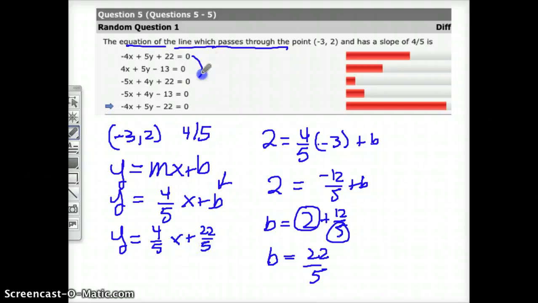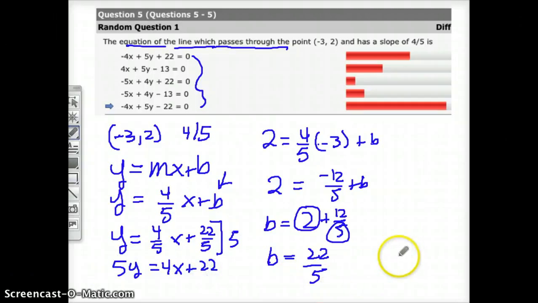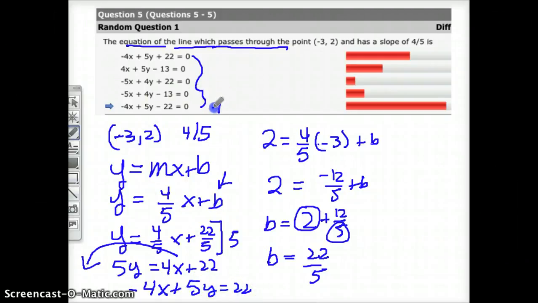But if you notice over here, our forms are not in slope intercept form, so we're going to have to multiply both sides by 5. 5y is equal to 4x plus 22. Now, people do this different ways, and so the author of this textbook moves the 4 over here, which would imply negative 4x plus 5y is equal to 22, and that's why we have this answer down here. I do hope that helps you understand how to do that question.